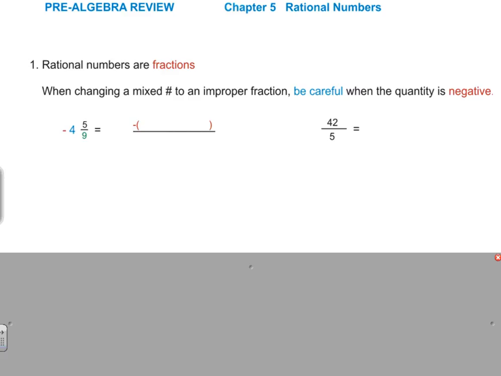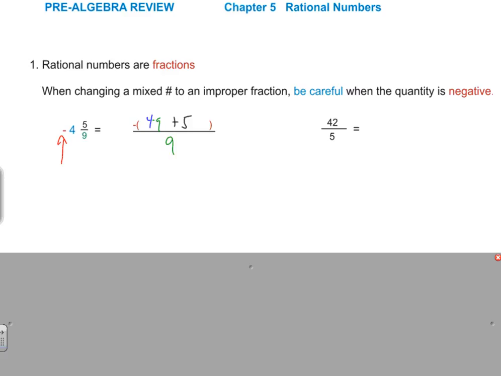All right, first thought. Rational numbers are fractions. All right, remember, rational numbers are just fractions. When you got to change a mixed number to an improper fraction, be careful when the quantity is negative. See that negative there? So remember, I told you when you're converting, put a negative sign and a parentheses. That's the key. All right, and then what do? Take the whole number, the 4, multiply it times the denominator, the 9, add in the numerator, the plus 5, and you're going to put it all over that 9, right?